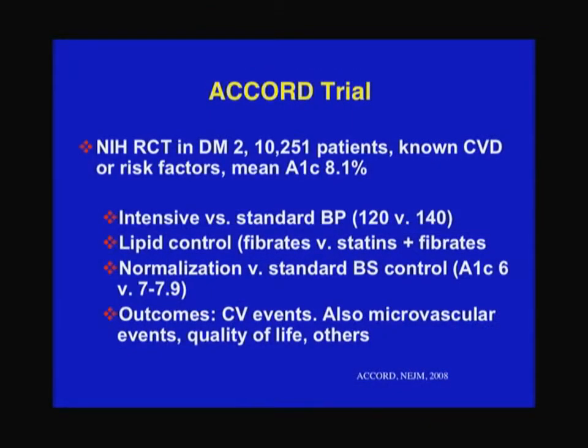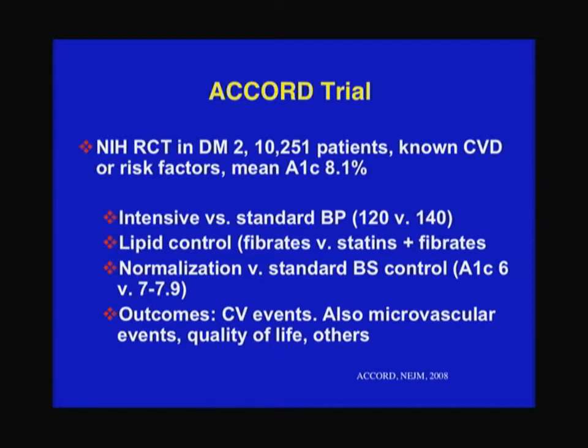This was an American study. It was funded by the National Institute of Health. Same design, a lot of patients. And what they did was they did 3 things at the same time. They compared blood pressure. I already showed you those results. They compared 2 drugs versus 1 drug for cholesterol, and I showed you those results last time, showing that it didn't matter to have 2, that the statins alone were as good as the statins plus fibrates.